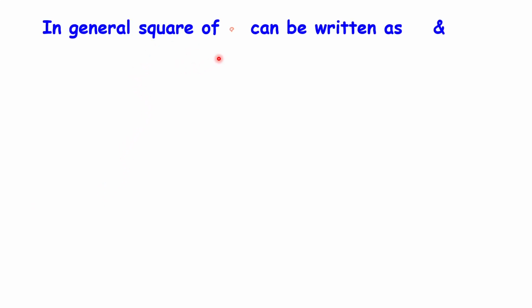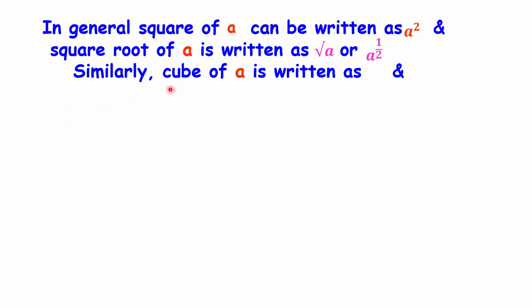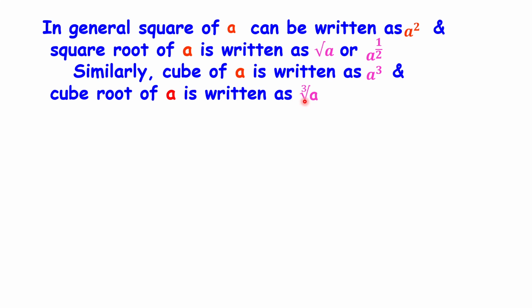In general, square of a can be written as a square, and square root of a is written with the square root sign, that is the radical sign, and the base is a, or a raised to 1 upon 2. Similarly, cube of a is written as a cube, and cube root of a is written with the radical sign of cube root, and the base is a, or a raised to 1 upon 3.